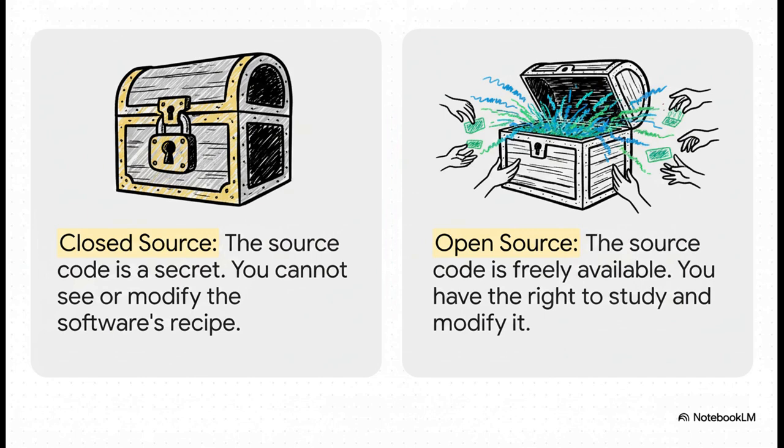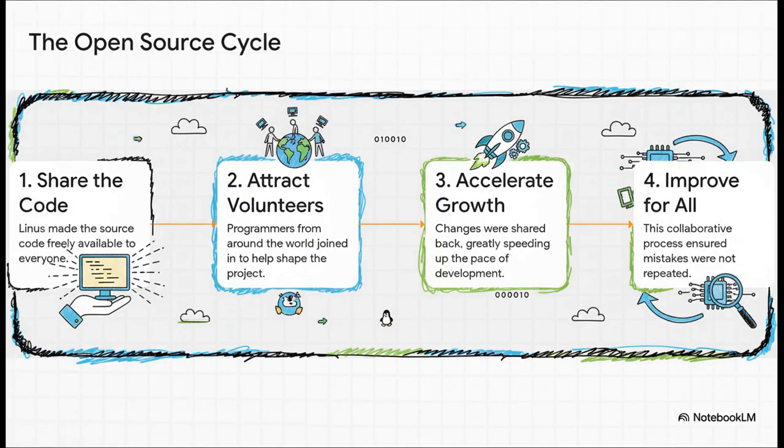You couldn't see it, you definitely couldn't change it. But Linux embraced the complete opposite idea, open source. With open source, the recipe is available to everyone. You can look at it, you can learn from it, and most importantly, you can help make it better. And this created this incredible, powerful feedback loop.